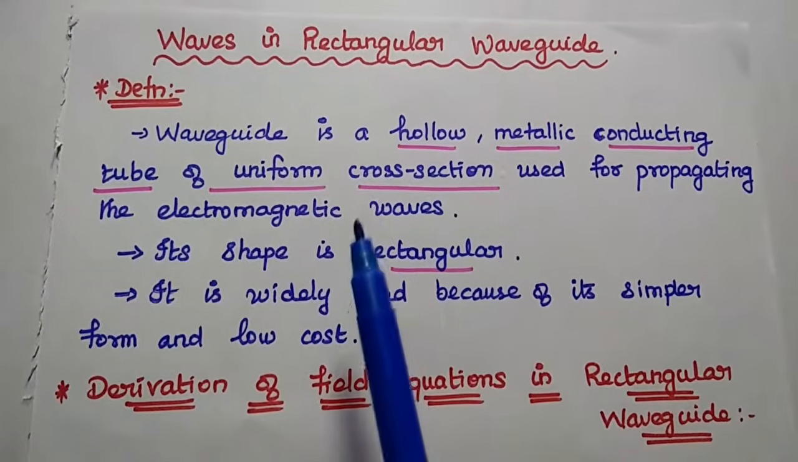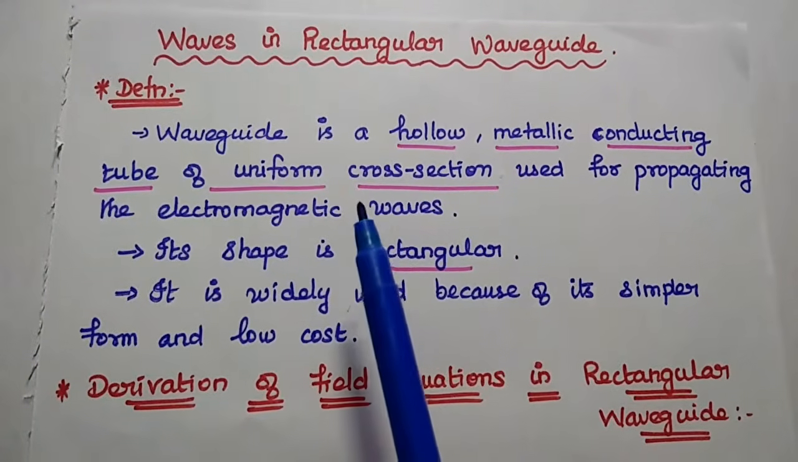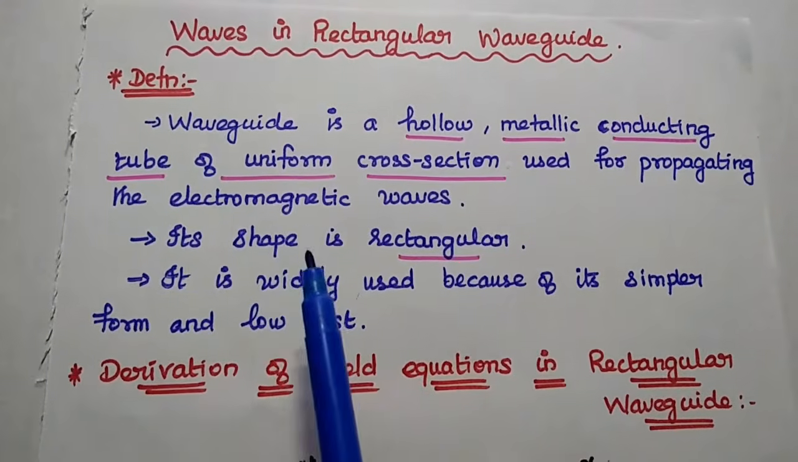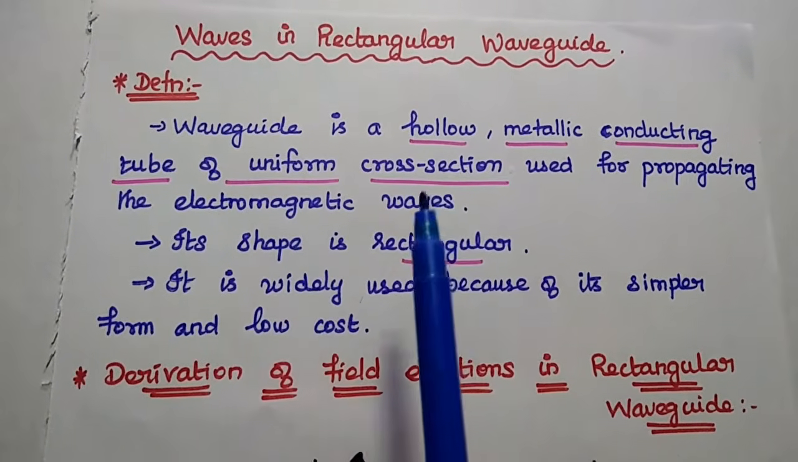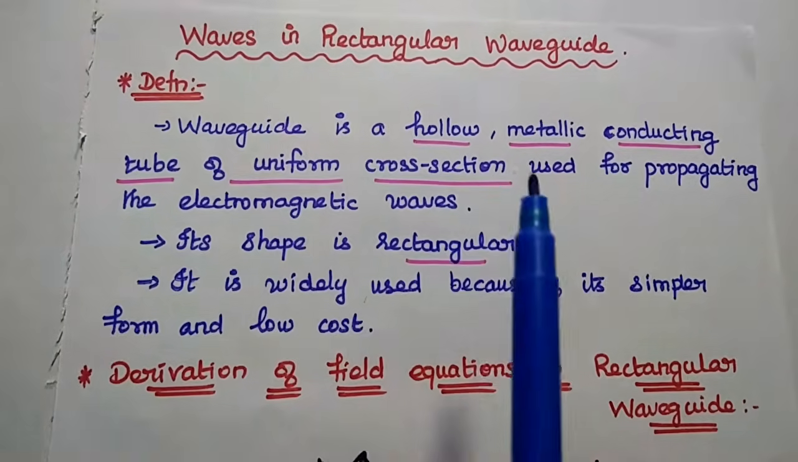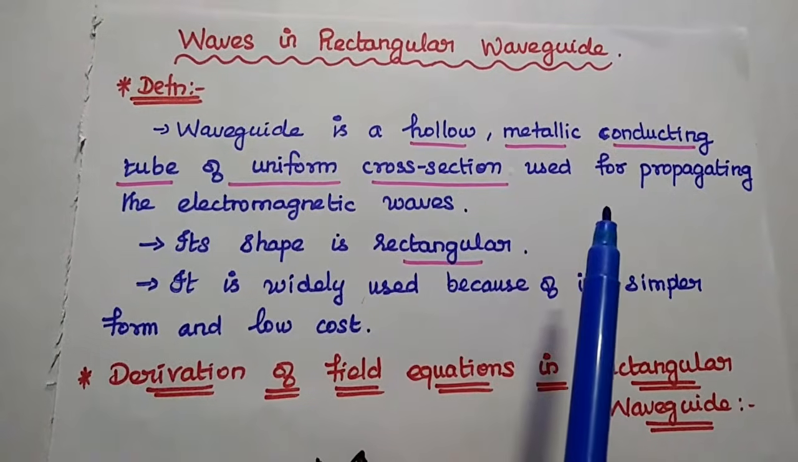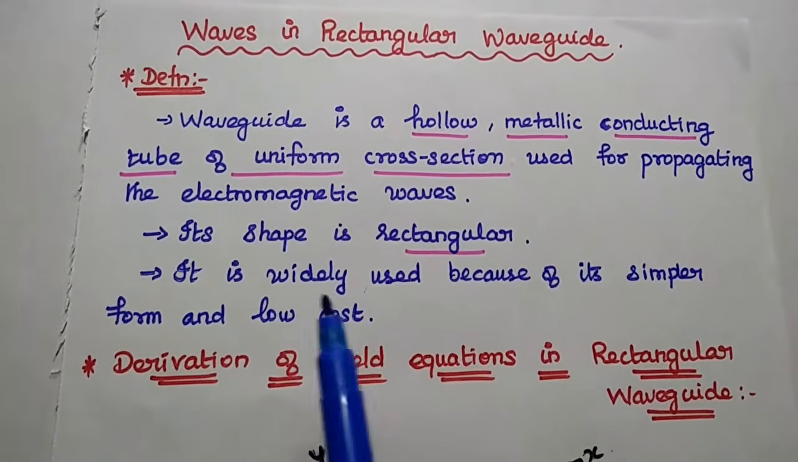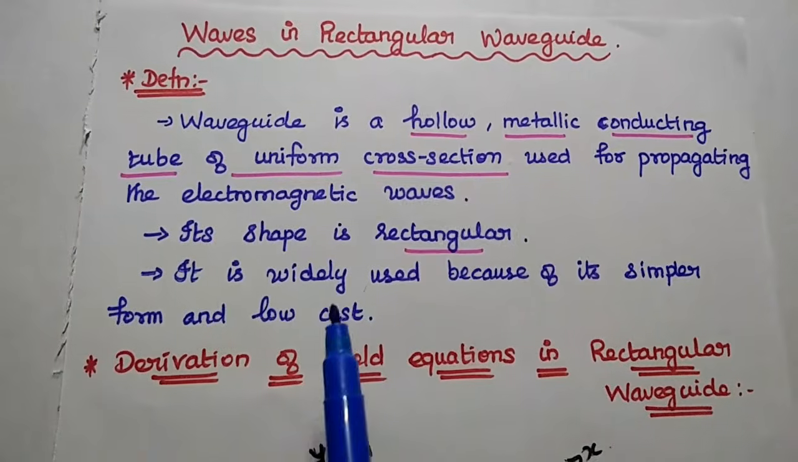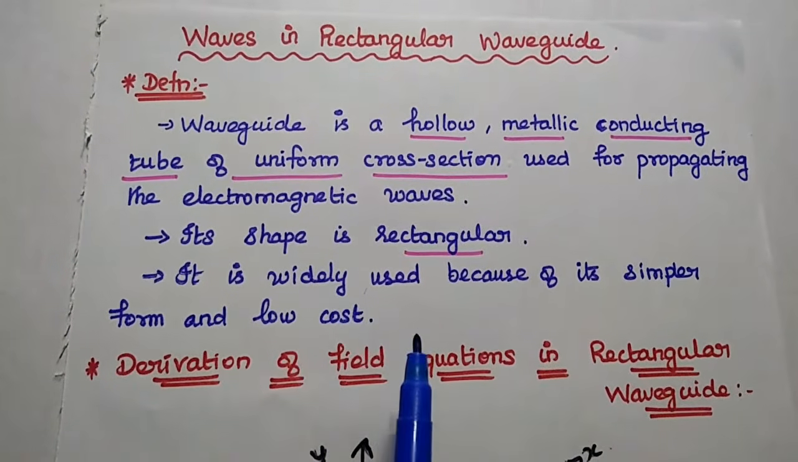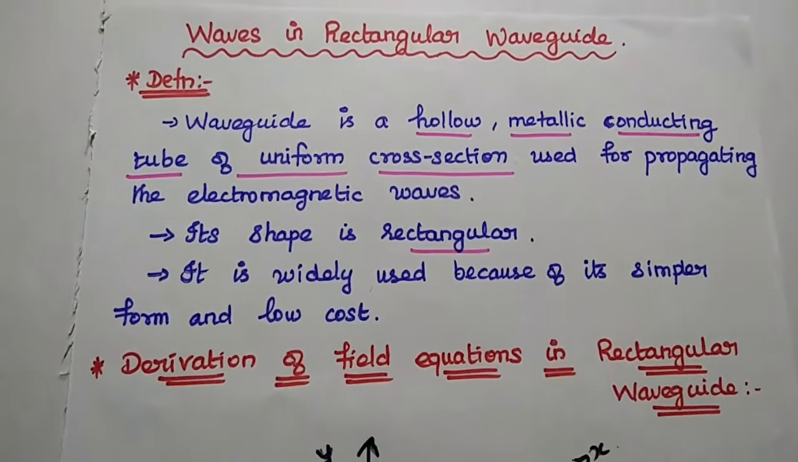Dear students, now we are going to discuss waves propagating in rectangular waveguide. Let's start with the definition. Waveguide is a hollow metallic conducting tube of uniform cross section which is mainly used for propagating the electromagnetic waves. Here its shape is rectangular, hence it is called a rectangular waveguide. It is widely used because of its simpler form and low cost.